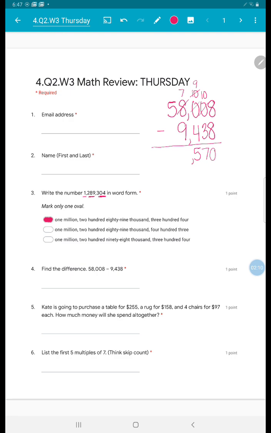Then if I come to my thousands place value, I have 7 minus 9. I can't do that, so I'm going to take one of my 10,000s and add 10 thousands to what I have. So now I have 17 minus 9 equals 8, and 4 minus nothing is 4. So the difference is 48,570.